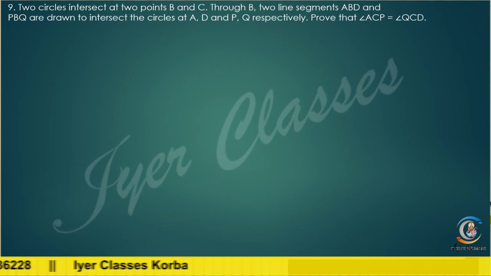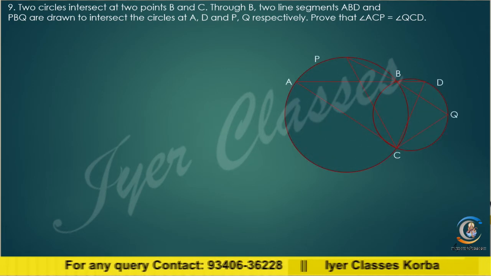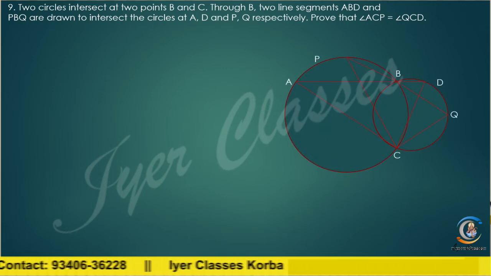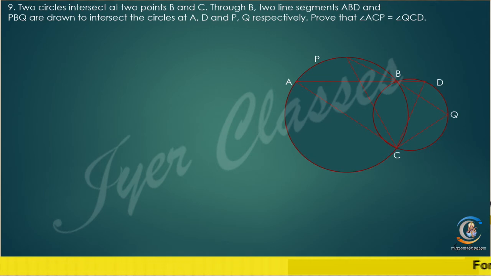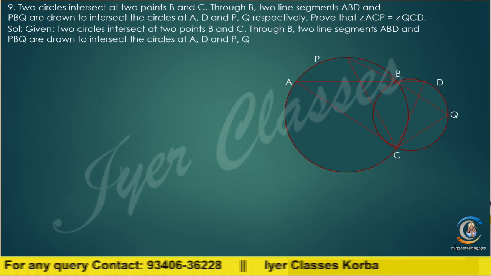Okay, now let us move on to the 9th question. The 9th question looks complicated, but it is not at all complicated. Two circles intersect at two points, that is B and C. Through B, two line segments ABD and PBQ are drawn to intersect the circles at A, D, and P, Q respectively. Show that angle ACP and QCD are equal, right?